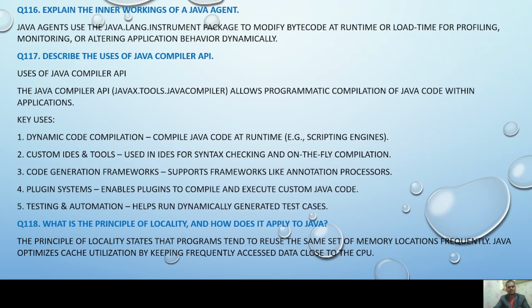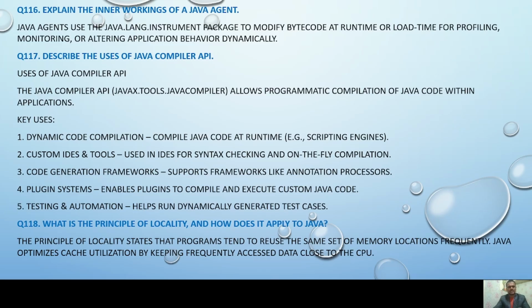Next question. Explain the inner workings of a Java agent. Java agents use the java.lang.instrument package to modify bytecode at runtime or load time, for profiling, monitoring, or altering application behavior dynamically.